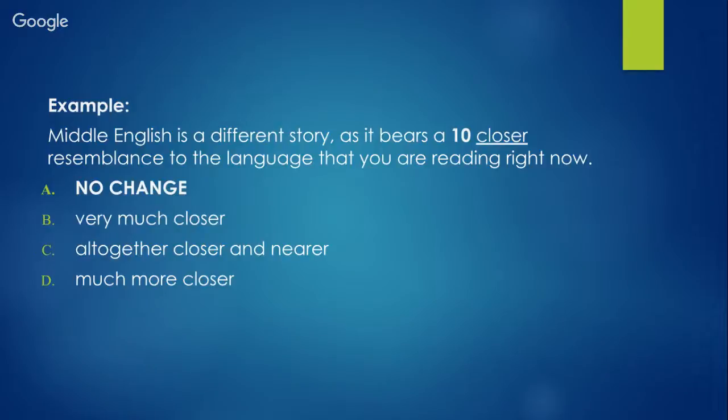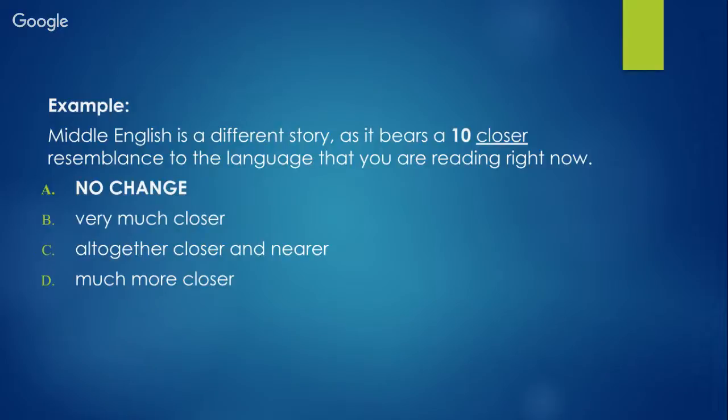For example, Middle English is a different story as it bears a closer resemblance to the language that you are reading right now. Now remember, we're looking at the underlined word, closer. Middle English is a different story as it bears a closer resemblance. Okay. Let's skip no change for right now, although you know that's the right answer. Let's look at option B, and then we'll look at C, and then we'll look at D, and I'll just read through it and replace it, and you can just listen to the change.